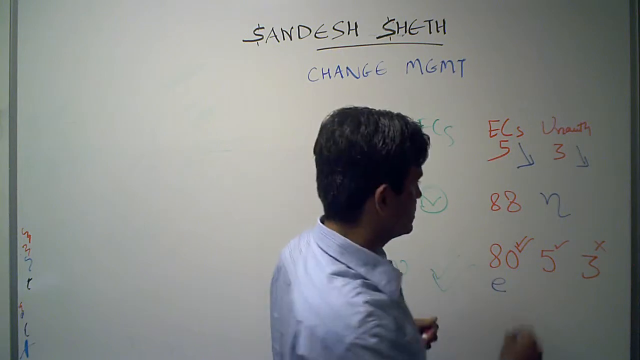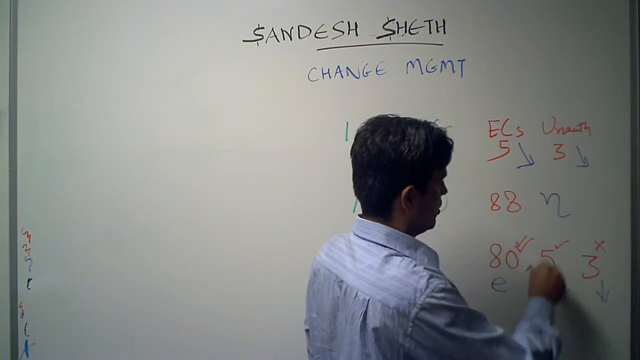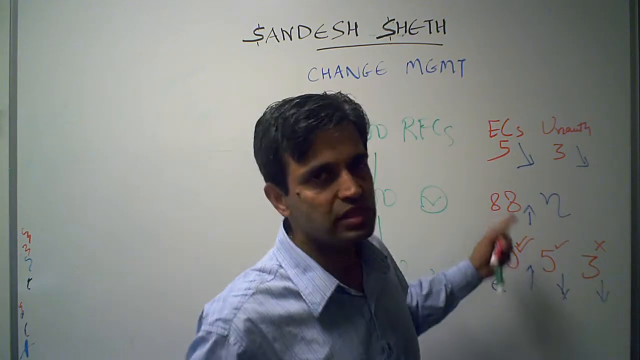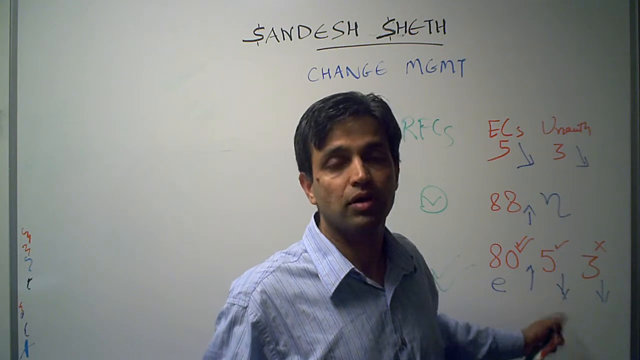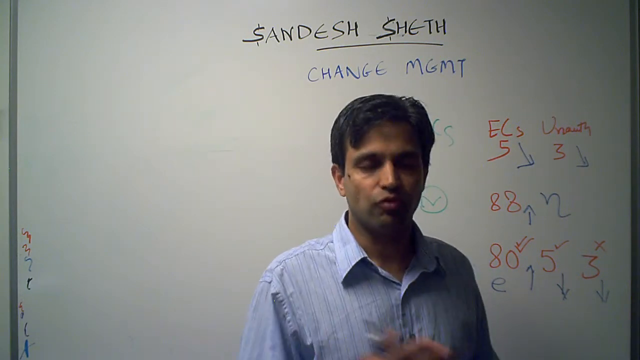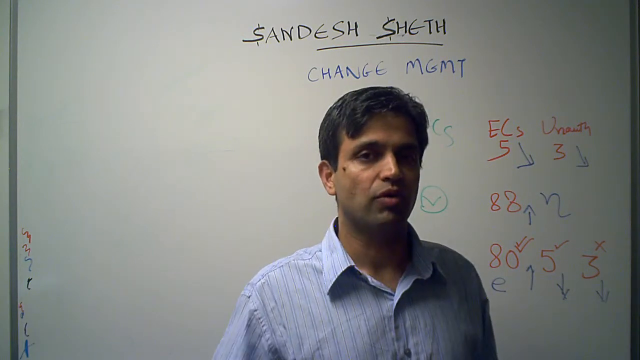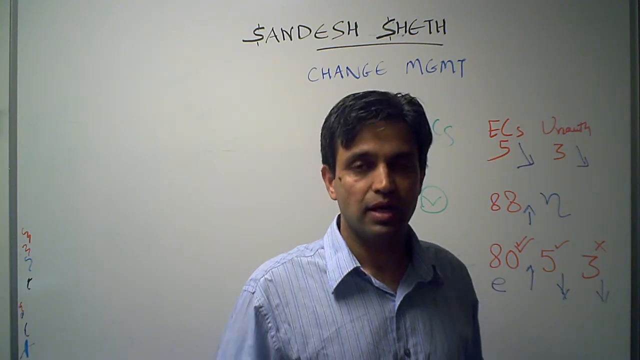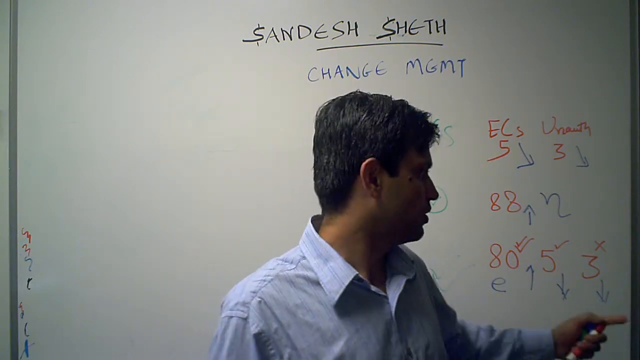So effectiveness, we want efficiency and effectiveness to increase, and then we want the number of RFCs that caused an incident to reduce, and the number of RFCs that had to be rolled back to reduce.